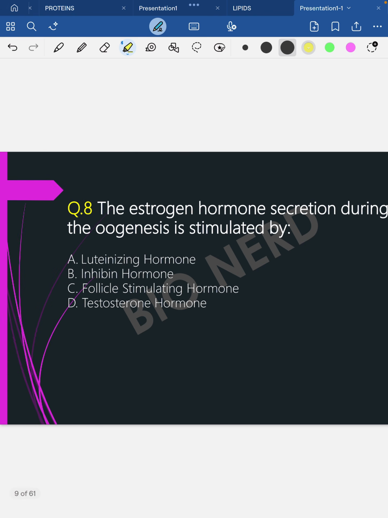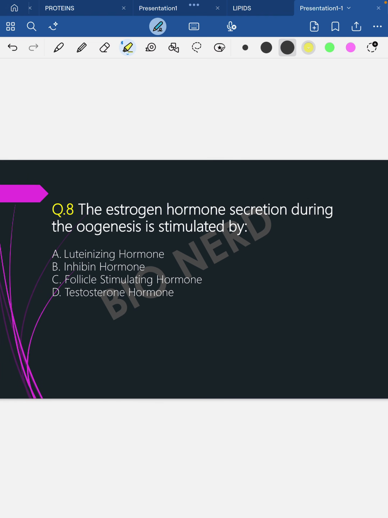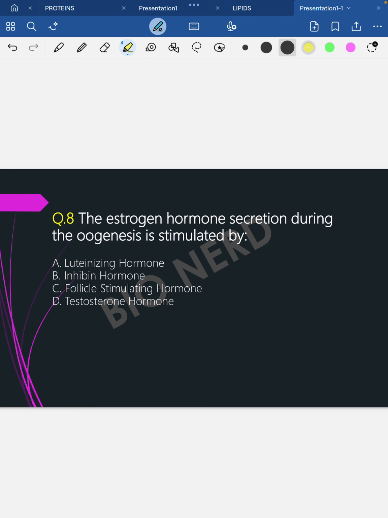Okay. Question number 8. The estrogen hormone secretion during the oogenesis is stimulated by. Just recall the topic of the menstrual cycle. You know very well, the pituitary gland secretes a hormone which is known as follicle stimulating hormone. When this hormone acts upon the ovary, then follicles begin to ripen, and ultimately Graafian follicles are produced, and the granulosa cells of follicles are responsible for the formation of estrogen hormone. So here Charlie will be the right option.